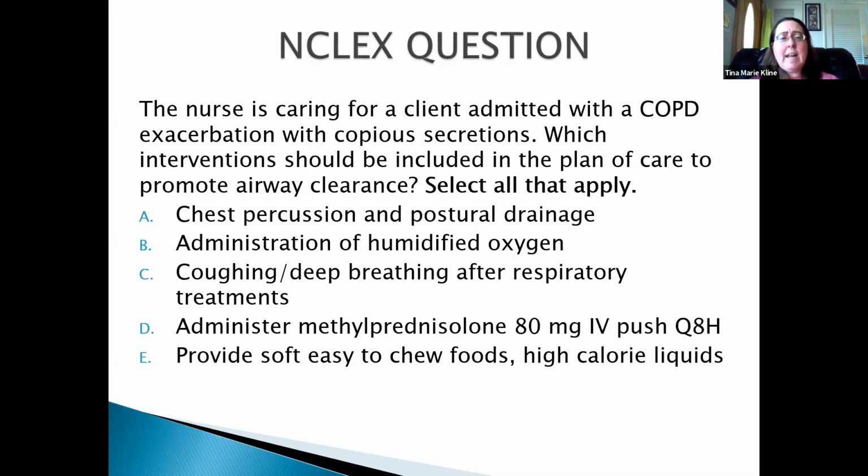All right, so let's look at E. Provide soft, easy to chew foods, high calorie liquids. Definitely something I'm going to do for a COPD patient. Does it relate to airway clearance? Not so much.